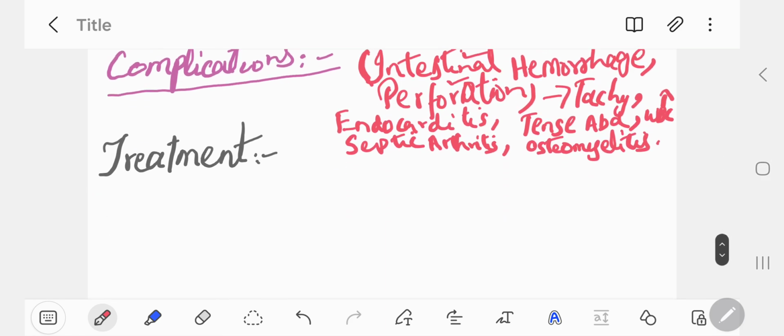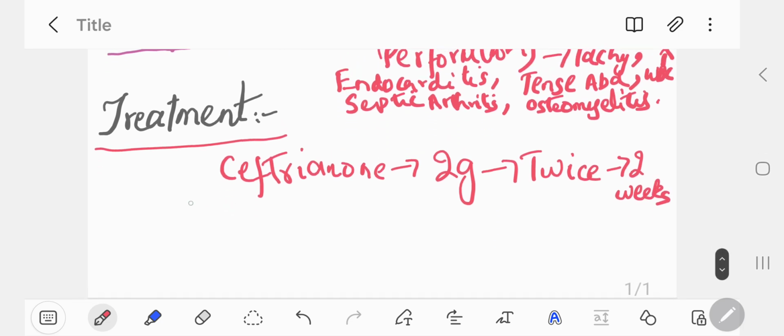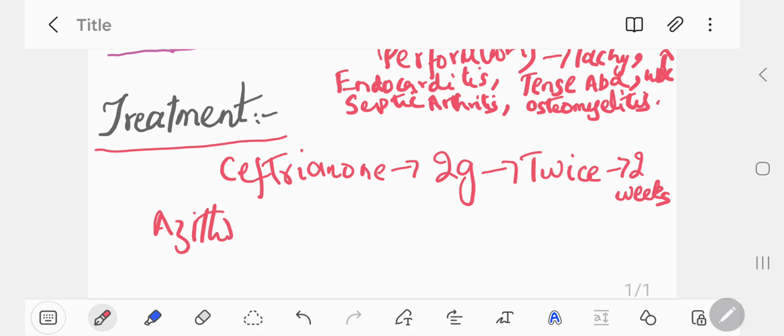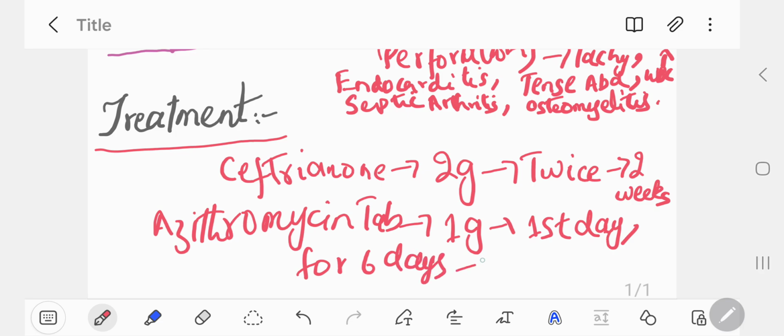What is the treatment for Salmonella typhi infection? The treatment for Salmonella typhi infection is ceftriaxone injections, 2 gram twice a day for 2 weeks, or azithromycin tablet given as 1 gram on the first day and then for 6 days, 500 milligram once a day.